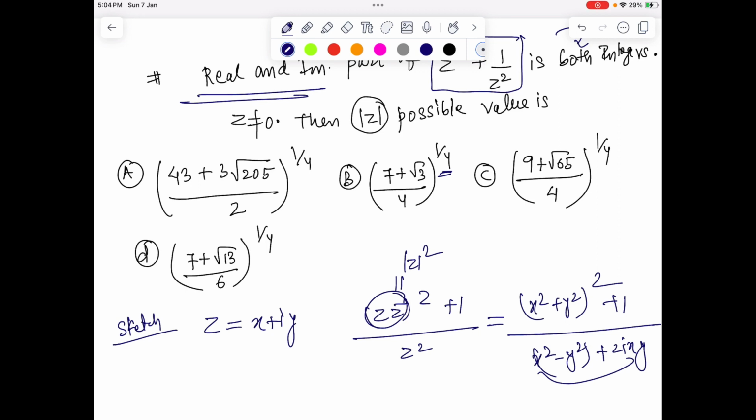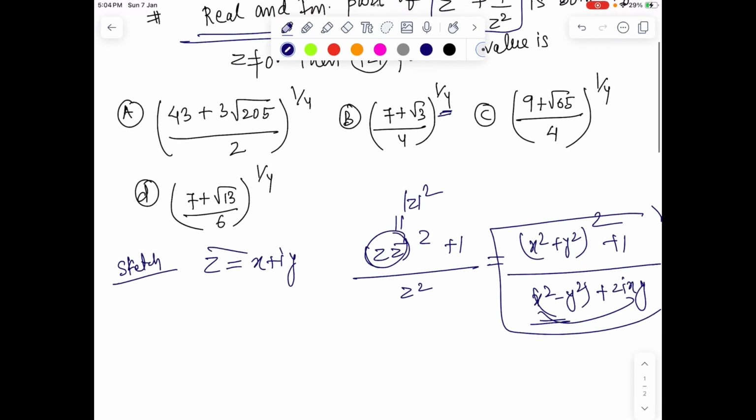So some x to the power 4 will strike with another x to the power 4, giving x to the power 8. So basically we expect mod z, which is x square plus y square, to the power 8 to turn out, so that mod z should be to the power 4 or something in xy format. And the options clearly indicate that we have all options in terms of 1 by 4. Clearly the x plus iy method is not a judicious way of going about it.